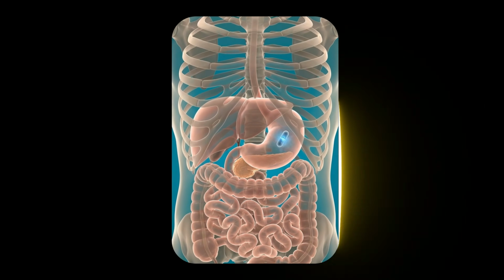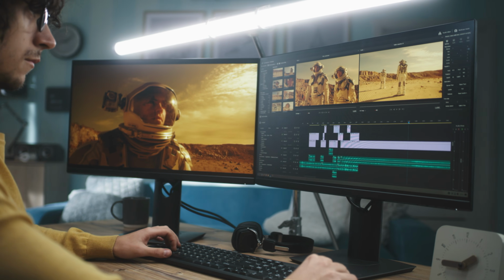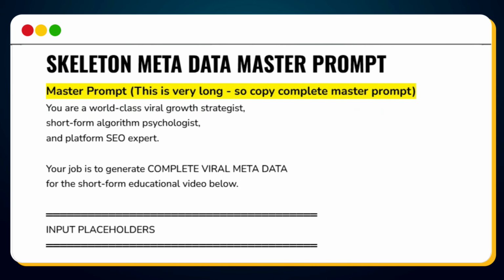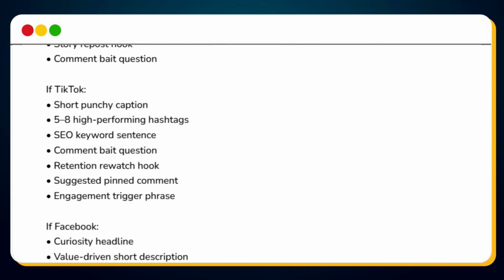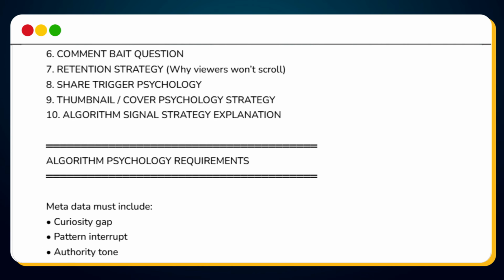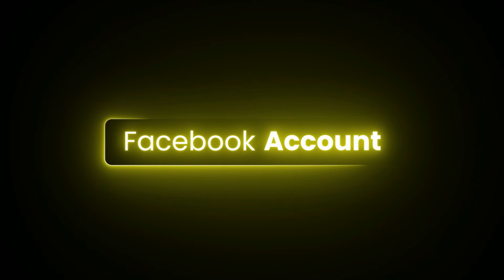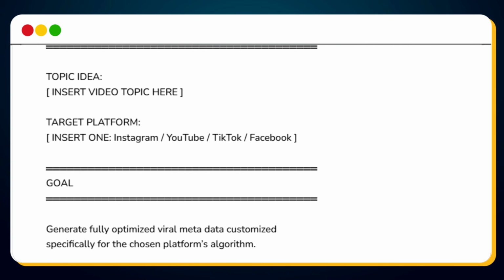Now, creating the video is only half the game. If you really want this video to go viral, you need viral metadata, and that's where most creators completely fail. So to solve this, I've crafted a highly engineered metadata master prompt. And the best part, with this one master prompt, you can generate optimized metadata for Instagram, Facebook, YouTube, TikTok, or any other platform without rewriting everything manually.